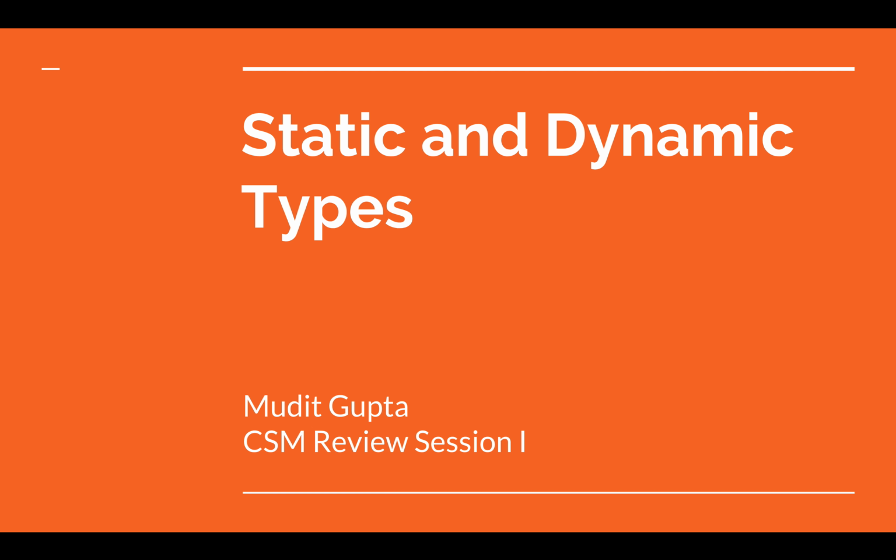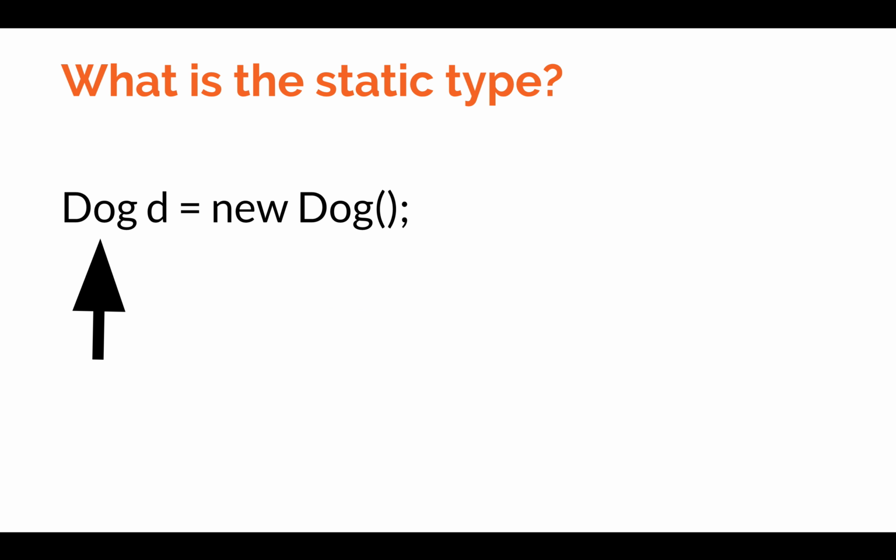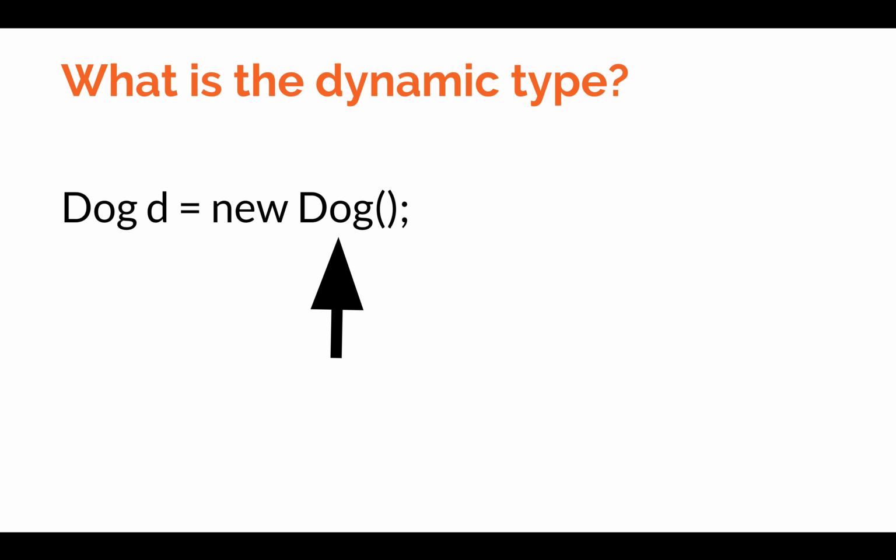All right. So let's get started with static and dynamic types. Here's how it works. First of all, we're going to go over initialization without any form of casting. So let's just talk about what happens when you initialize a variable. When you do Dog d = new Dog(), the keyword on the left, Dog, is the static type. The keyword on the right is the dynamic type. So in this case, both the static and dynamic type of this variable d is Dog, the class Dog.